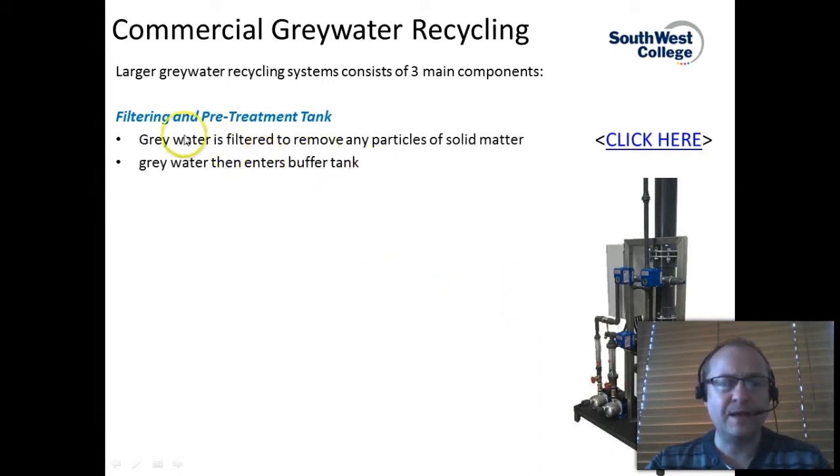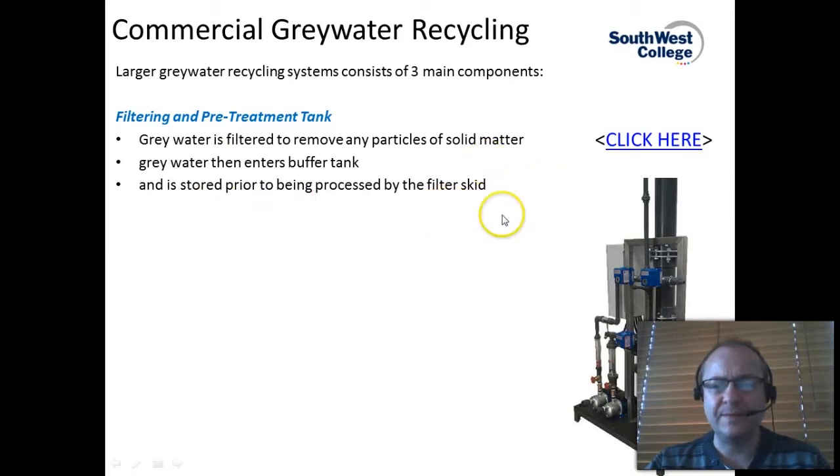The first component is what's called a filtering and pre-treatment tank, and that's basically a process whereby the grey water is filtered to remove solid particles, and then the grey water enters into what's called a buffer tank for short-term storage. In the buffer tank it's stored prior to being processed by the filter skid.